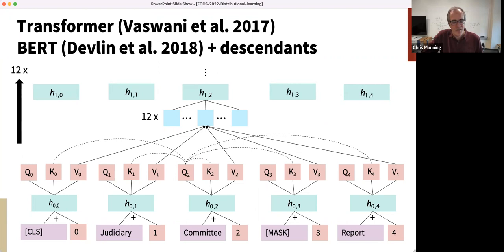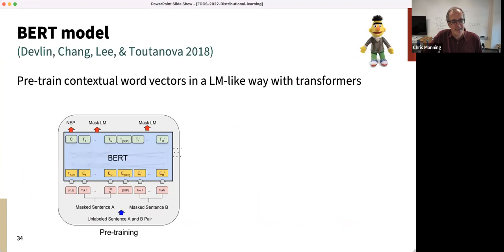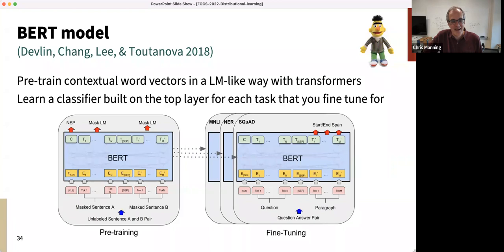And so the standard way to use this is you train a really humongous transformer-based language model predicting words as before, and then you can fine-tune it on a little bit of supervised hand-labeled data to do other tasks like named entity recognition or question answering.